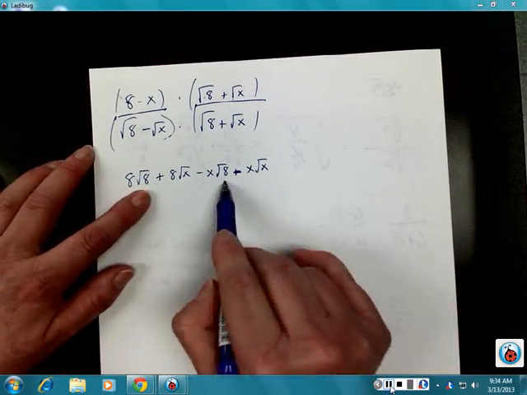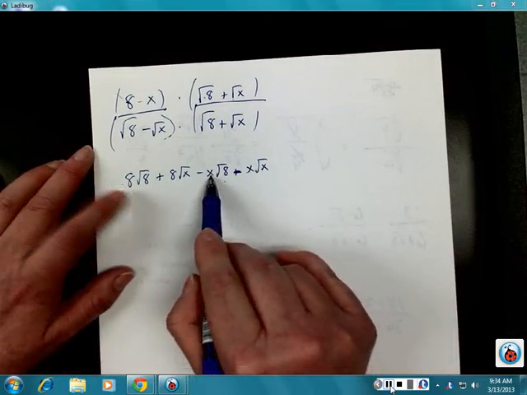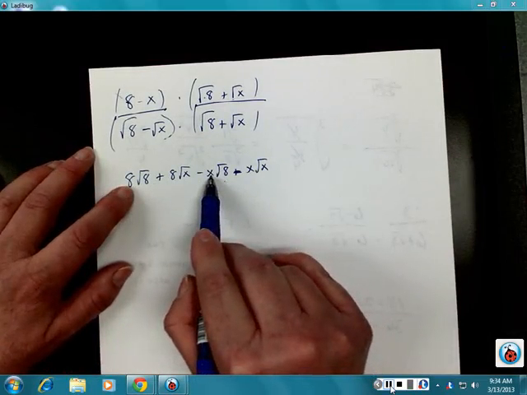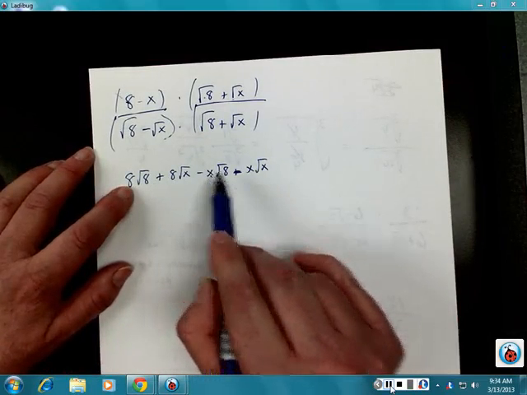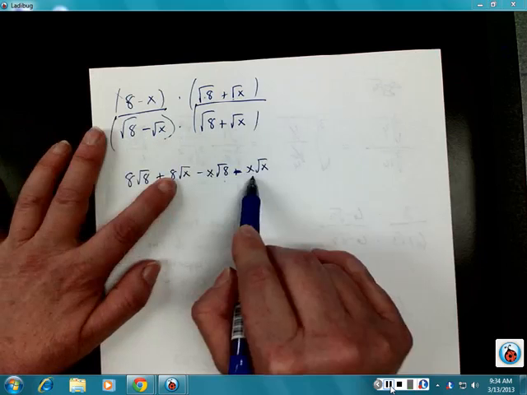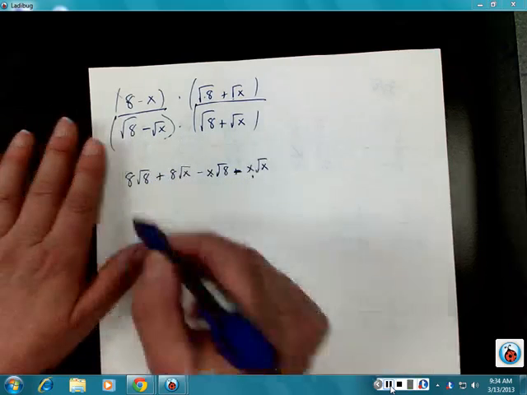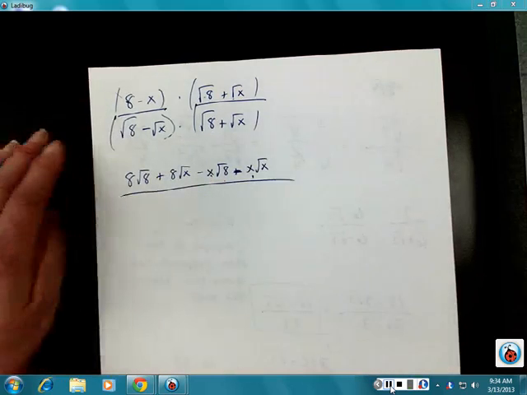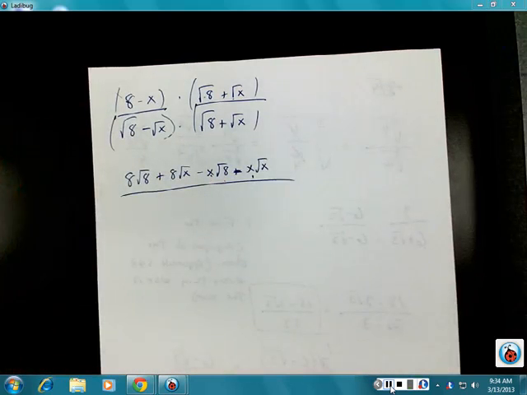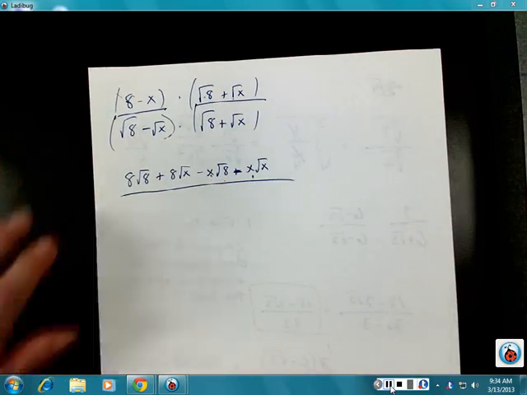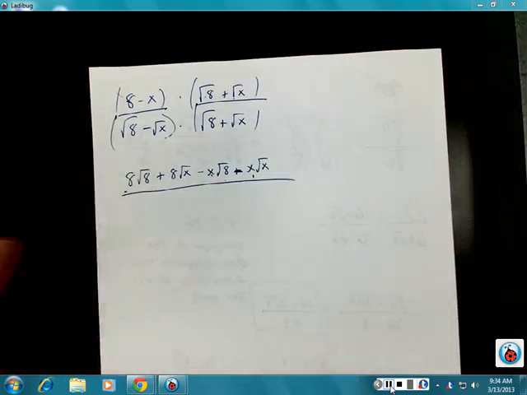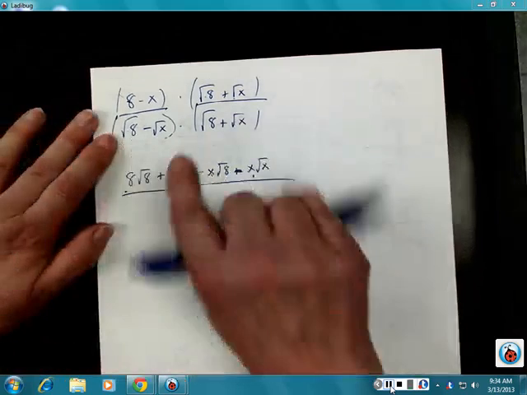Now these two look alike, but they're not alike, because this has an x and that has no x. So they don't match. That's all you can do with it. You can't put anything together in that one. And that happens sometimes when you are foiling, back in 9.4b as well. You might have stuff that doesn't combine together.